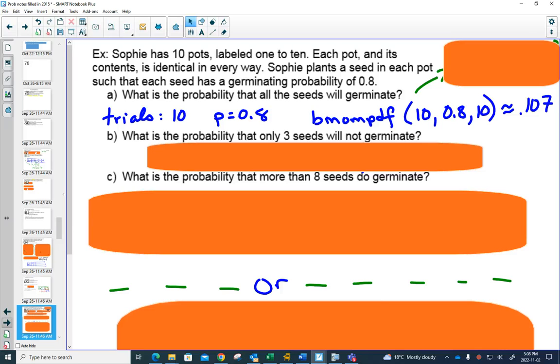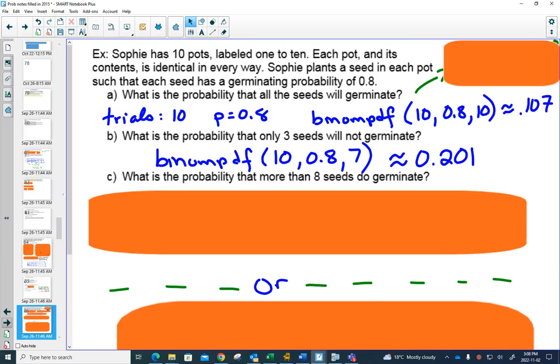Okay? Meanwhile, next to her is Ian. And poor Ian, only 3 of his seeds grew. Oh, 3 will not germinate. Sorry, I read it wrong. So, what is the probability? So he had 7. Is that super unlucky, or is that pretty likely as well? So again, we have to read the question carefully. I did a good job demonstrating that when I read it wrong to begin with. And here, only 3 will not germinate means that 7 will germinate.